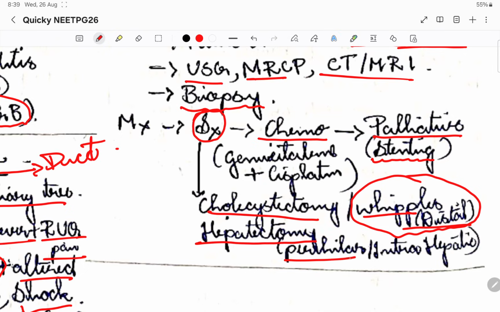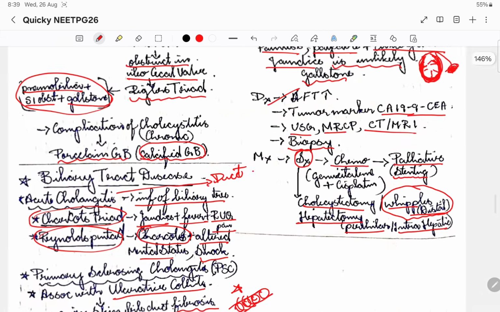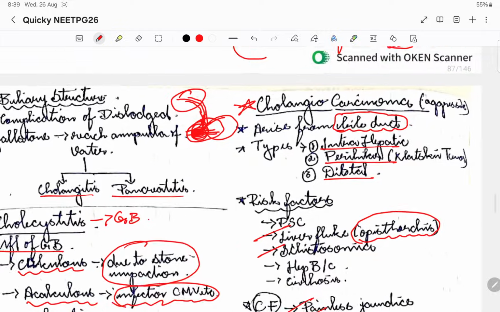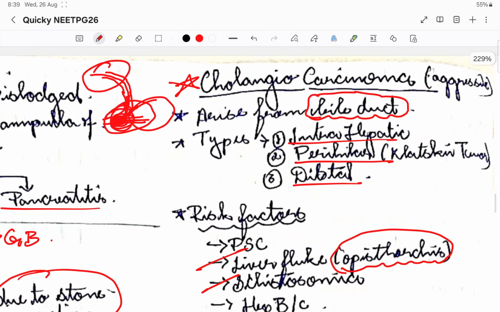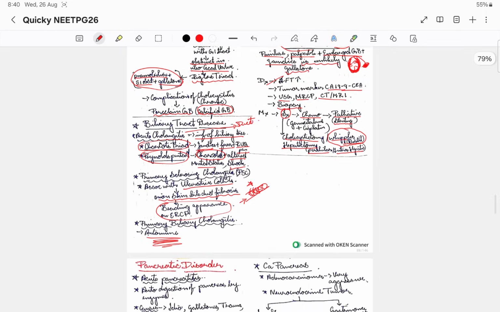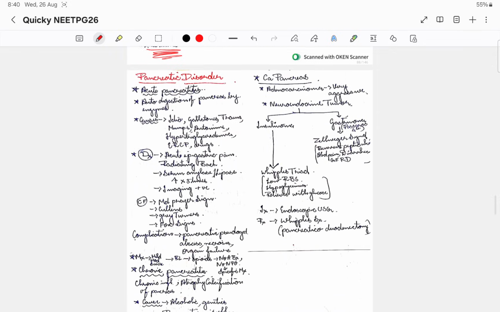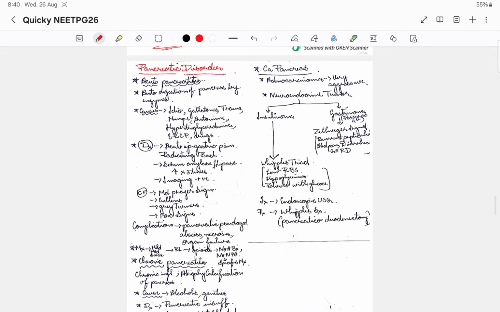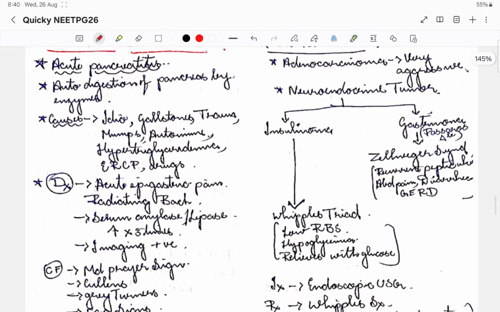Okay, in case of perihilar and intrahepatic cholangiocarcinoma. So I told you, right, there are intrahepatic and perihilar tumors that might be there with respect to cholangiocarcinoma. Okay, this is all and everything you need to know with respect to gallbladder. Okay, so now the last topic, that is pancreatic disorders. Okay, so let us discuss that.